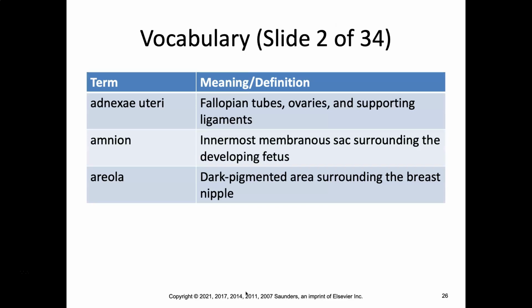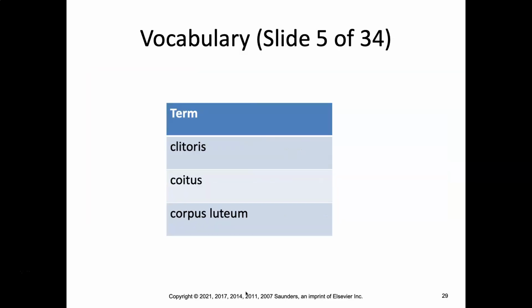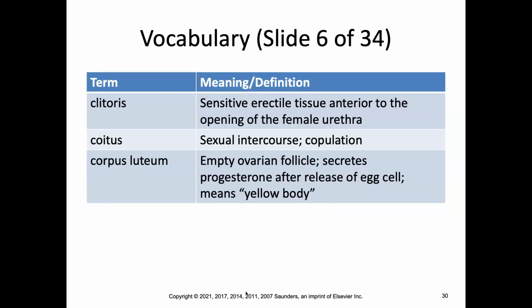So let's talk vocabulary. Adnexa uteri. That's your fallopian tubes, ovaries, and supporting ligaments. And thankfully, that's a term that is very rarely, if ever, used. So hopefully you won't need to know that. And here are more.